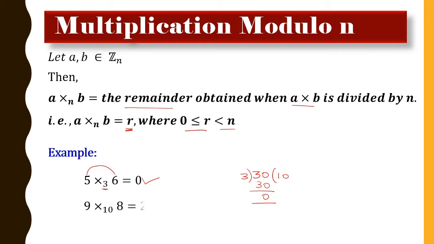Another example is 9 multiplication modulo 10, 8. So what we have to do? Multiply 9 into 8. 9 eights are 72, and you divide this by 10. If you divide 72 by 10, 10 sevens are 70. Therefore I get the remainder as 2. Therefore the answer is 2. Similarly, you can consider other examples also.